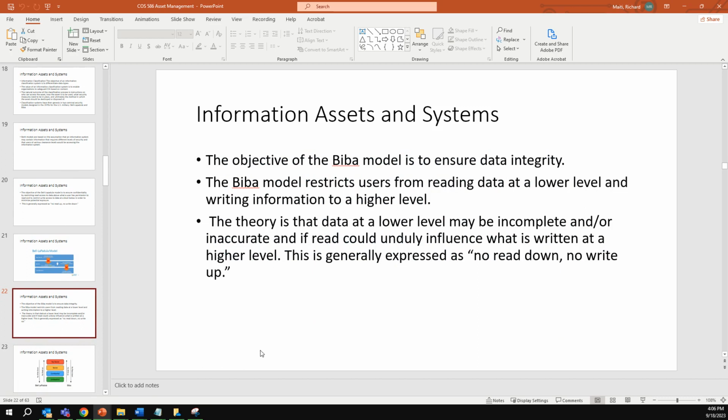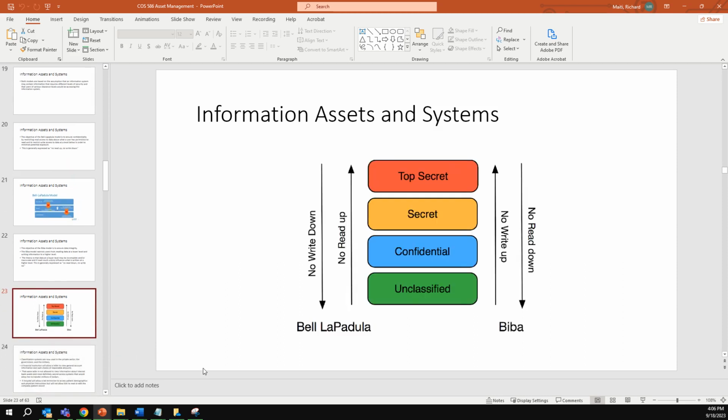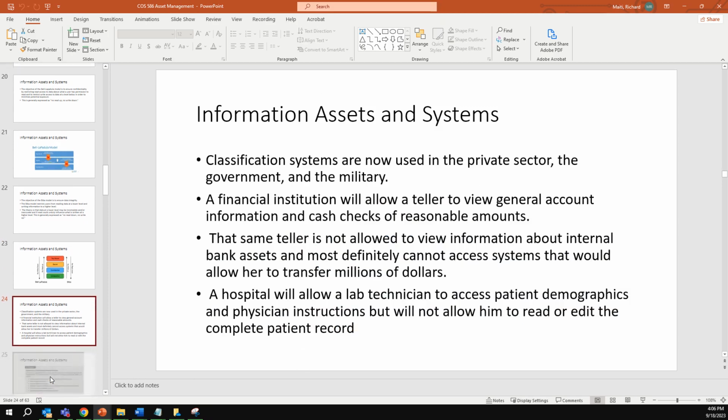This one, the Biba model, is more of a data integrity model that restricts users from reading data at the lower level and writing information to the higher level. The theory here is that the data at the lower level may be incomplete or inaccurate, and if read, could influence what is written at the higher level. So this is a no read down, no write up type of model, and this picture shows how they work: no write up, no read down, no read up, no write down.